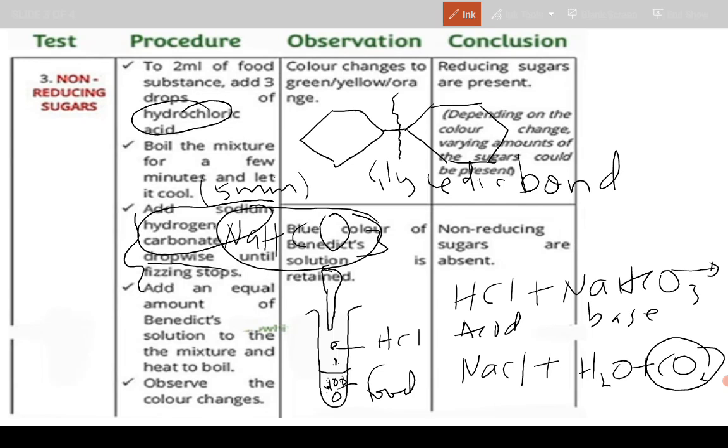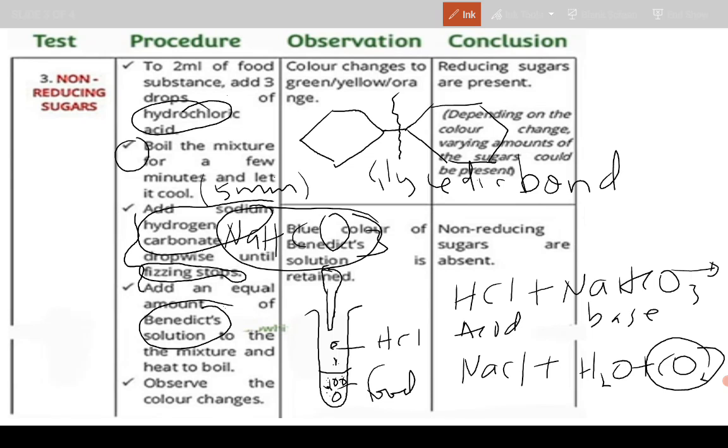So once the fizzing, the bubbling, or the effervescence has stopped, it means that all the acid has now been reacted by sodium hydrogen carbonate. Then you go ahead to add in your Benedict's solution. So remember that there are two heatings.